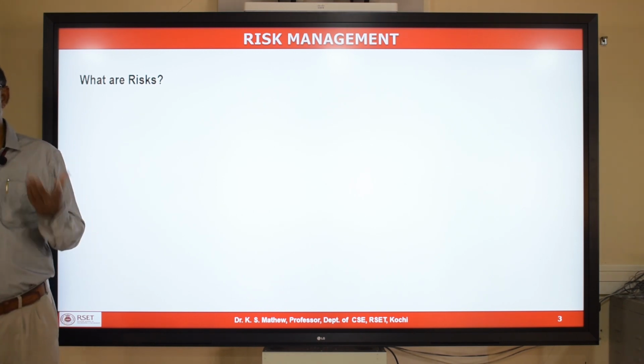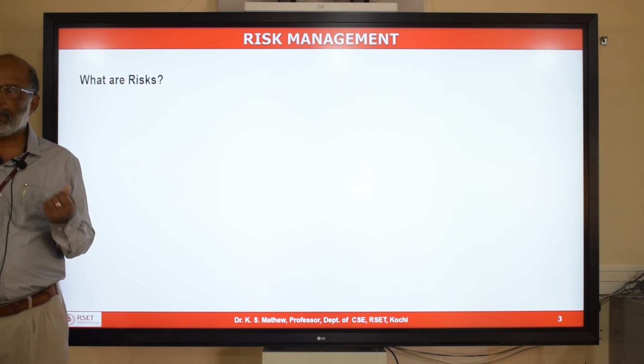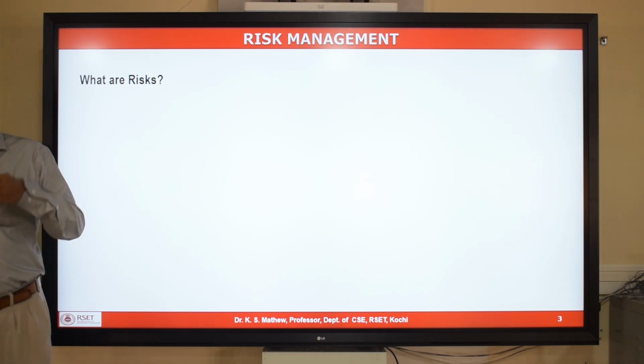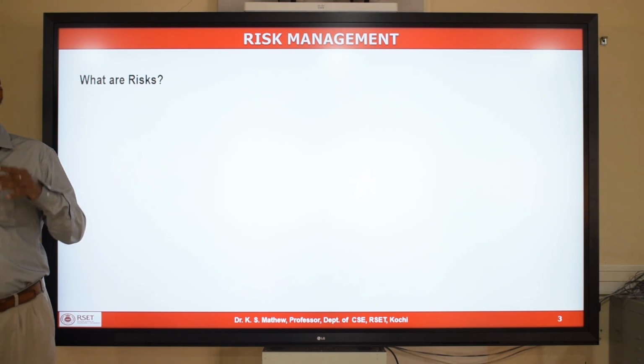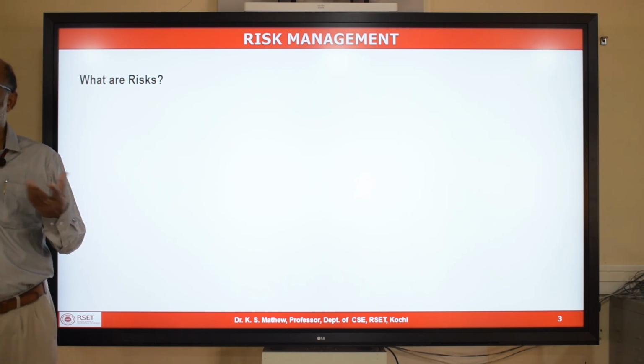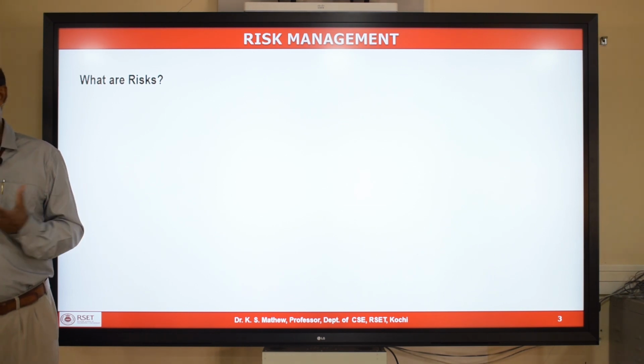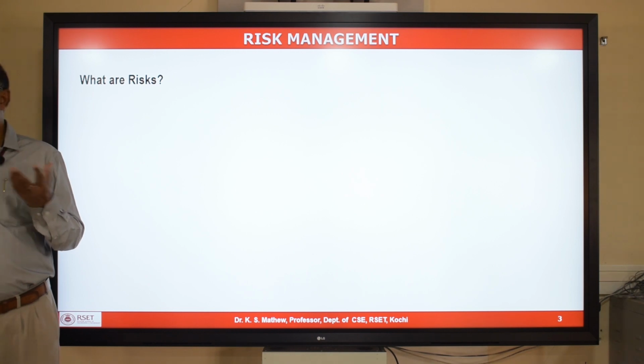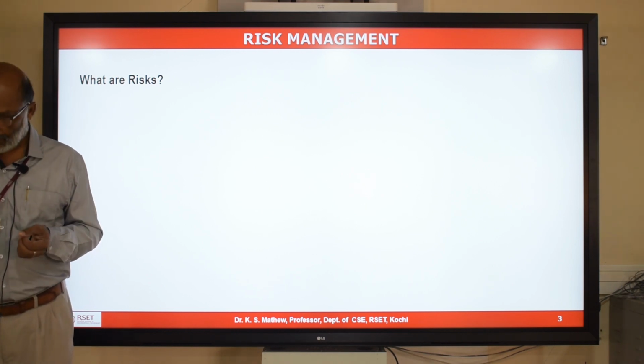As part of project management, it is the responsibility of a project manager to identify all the risks in a project and take actions to mitigate the consequence or negative impact of the risks on your project goals or project objectives. That is what is done in project risk management. Let us look at the definition of risk.